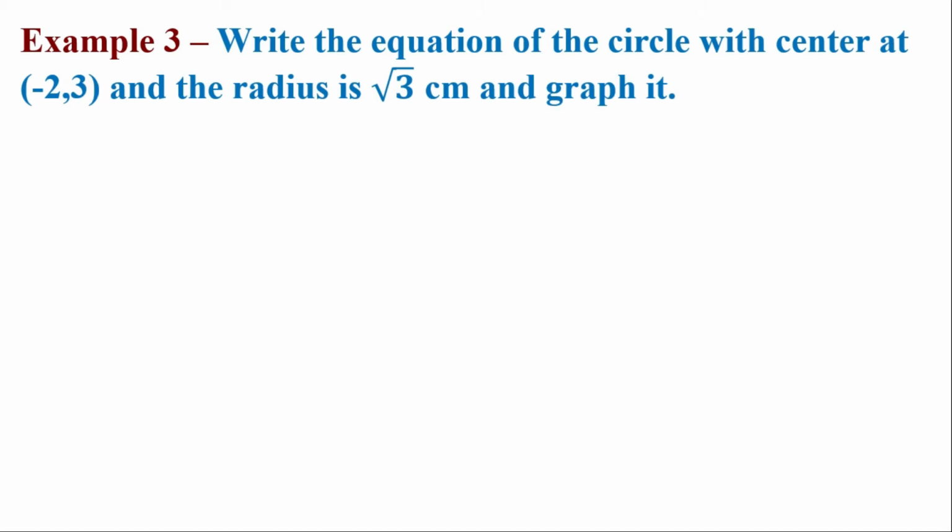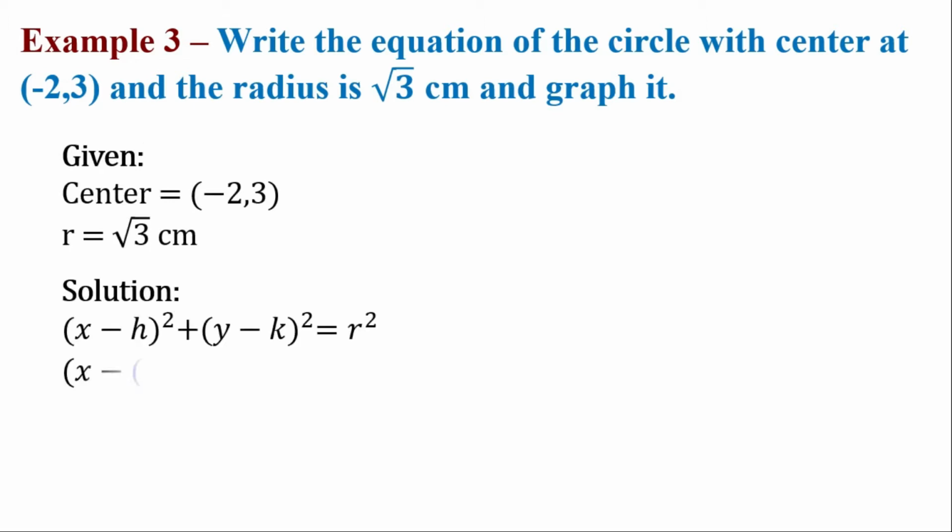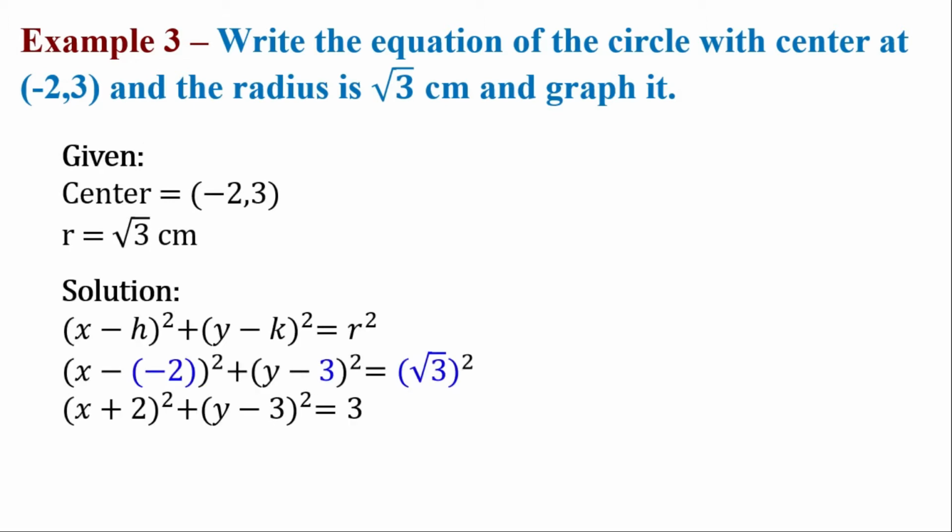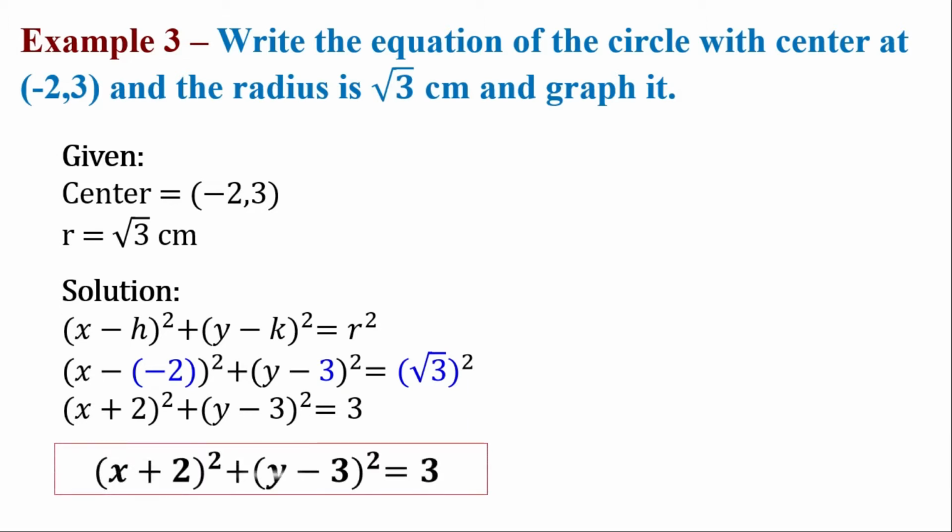For example number 3, write the equation of the circle with the center at (-2, 3) and the radius of square root of 3 and graph it. Again, write the given, substitute the given to the formula, and you now have our equation.